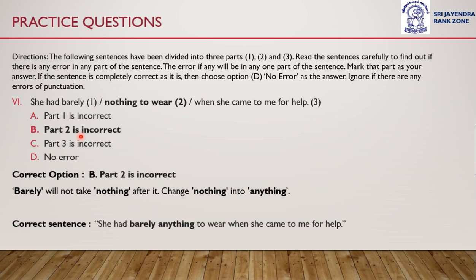And the error is in part 2. Instead of nothing, we will use anything. Why? Because we cannot use nothing with barely. It will become a double negative. Therefore, she had barely anything to wear when she came to me for help. I hope all of you have understood why part 2 is incorrect. Let's move on to our next question.